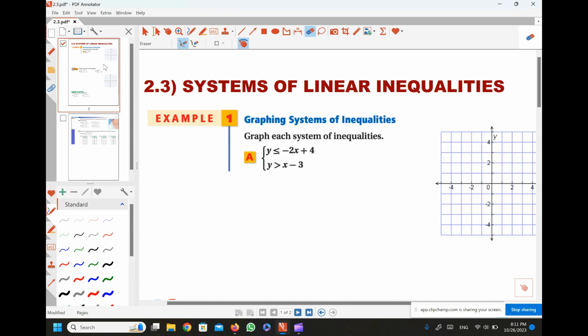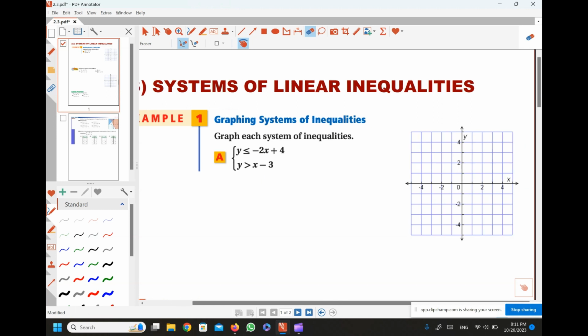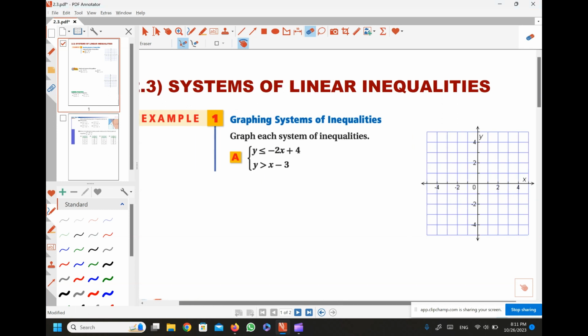Hello everyone. In this video we will be learning about systems of linear inequalities. The previous lesson was about only linear inequalities. We learned how to graph a linear inequality, but here in today's video we will be learning about how to graph a system of linear inequalities. By system I mean a set of two or more inequalities together. So we are going to solve them simultaneously.